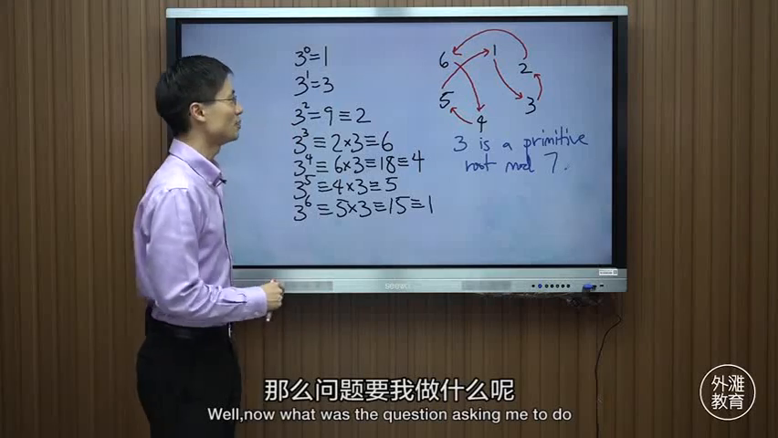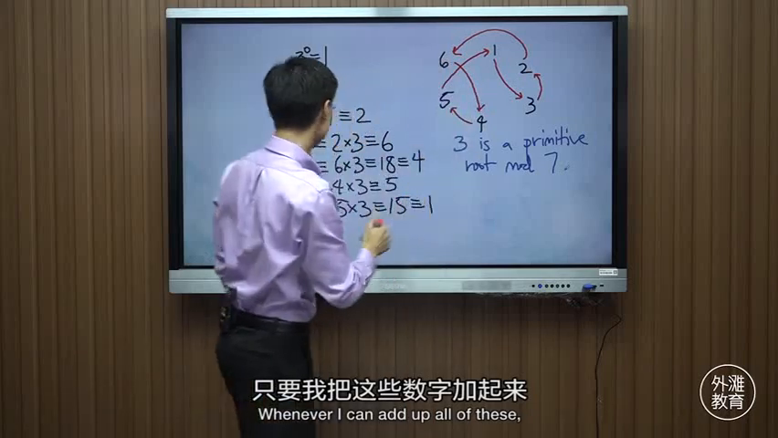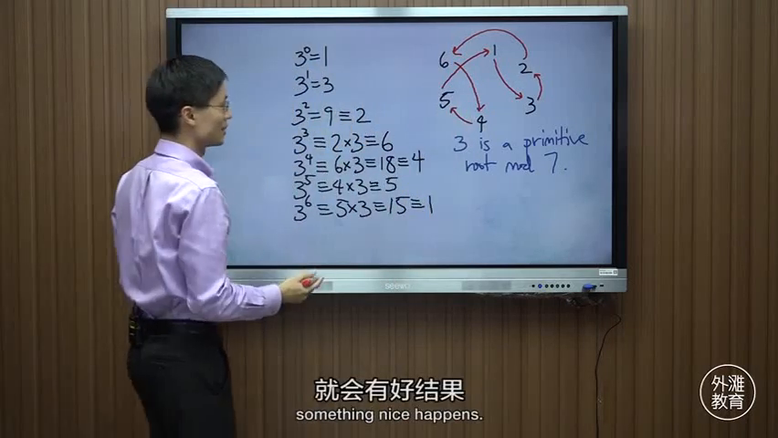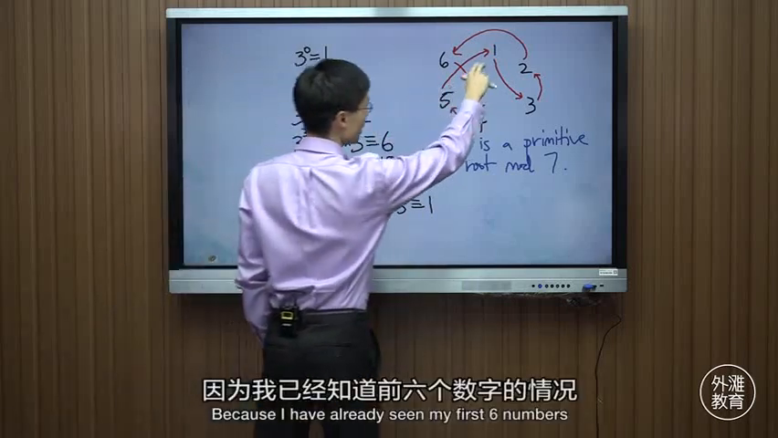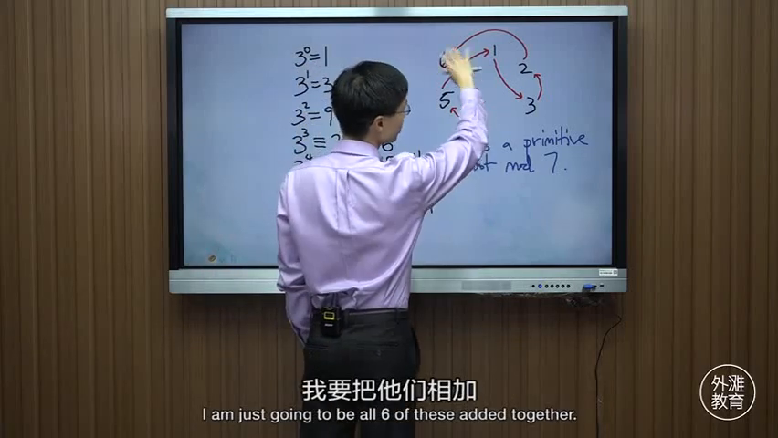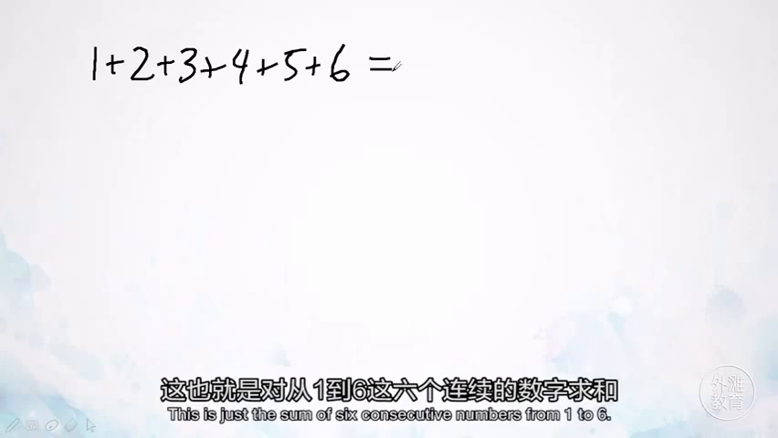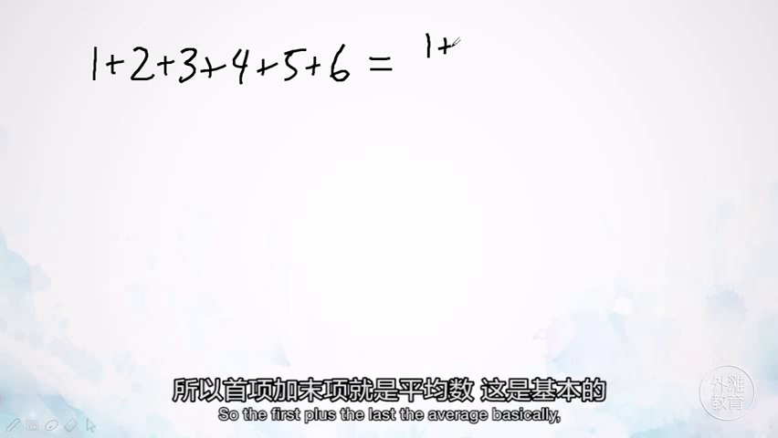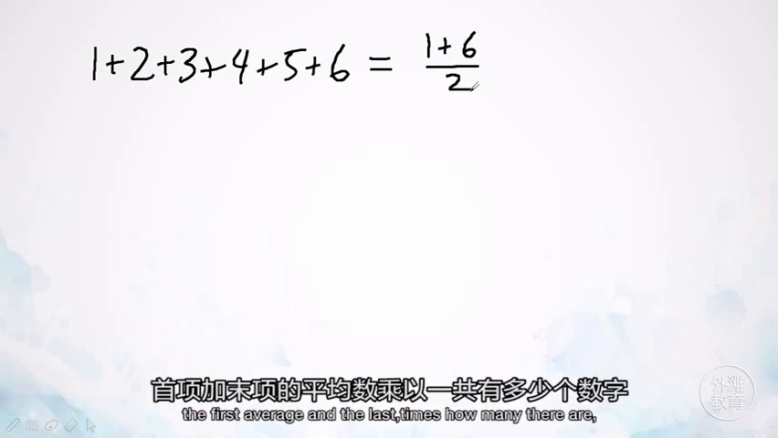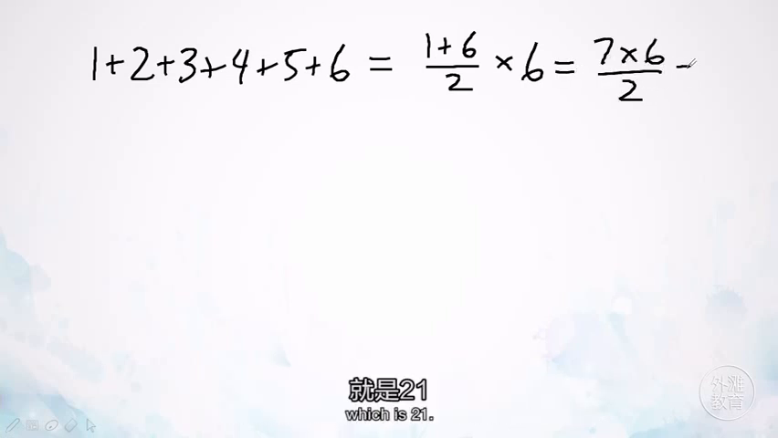Well, now what was the question asking me to do? The question was asking me to add up these powers. Whenever I can add up all of these, modulo a prime like 7, something nice happens. Because I already see that my first 6 numbers that I'm doing here, every 6 consecutive numbers, are just going to be all 6 of these added together. So what is all of 6 of these added together? This is just the sum of the 6 consecutive numbers from 1 to 6. So it's the average of the first and the last, times how many there are, which is going to be 7 times 6 divided by 2, which is 21.